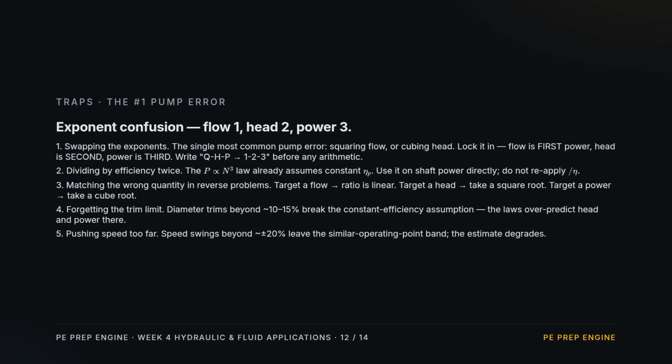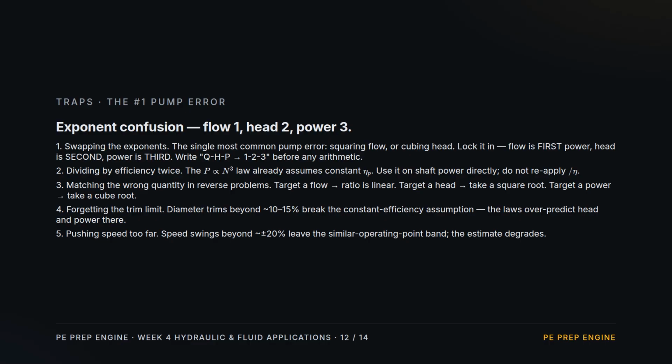Now the traps, led by the most common pump error on the exam. 1. Swapping the exponents. People square flow or cube head and lose the point. Lock it in, flow first, head second, power third. Write QHP maps to 1, 2, 3 before any arithmetic. 2. Dividing by efficiency twice. The power cubed law already assumes constant efficiency, so apply it to shaft power directly. 3. Matching the wrong quantity in reverse problems. A flow is linear, a head takes a square root, a power a cube root.